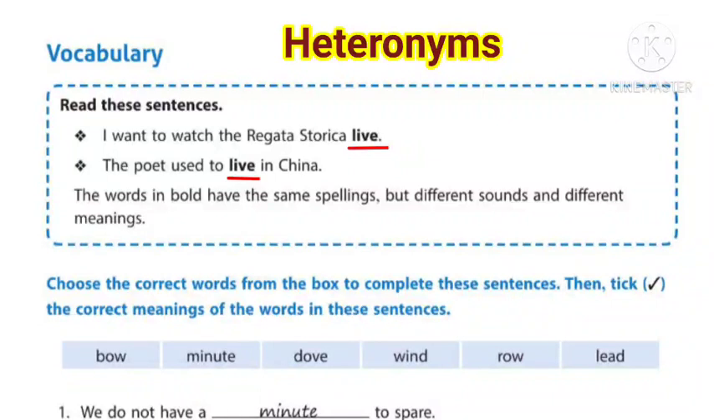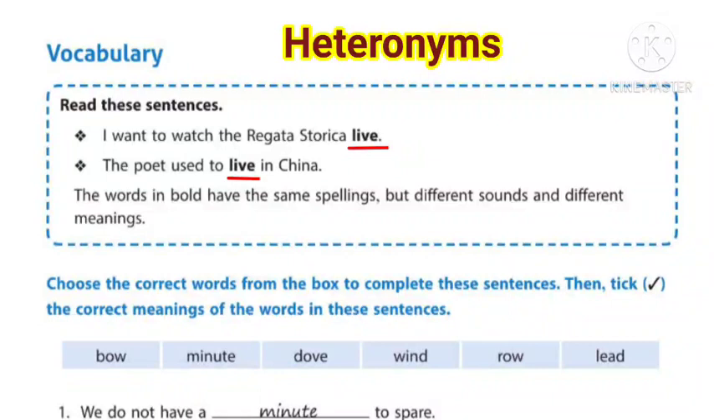And live means to remain alive or to have life or to make one's home in a particular place or with a particular person. For example, she lives with her grandparents. We live in Thrissur. Children, I hope you understood the meaning of these two words. These two words have the same spelling but different pronunciation. They are pronounced differently and they have different meanings.